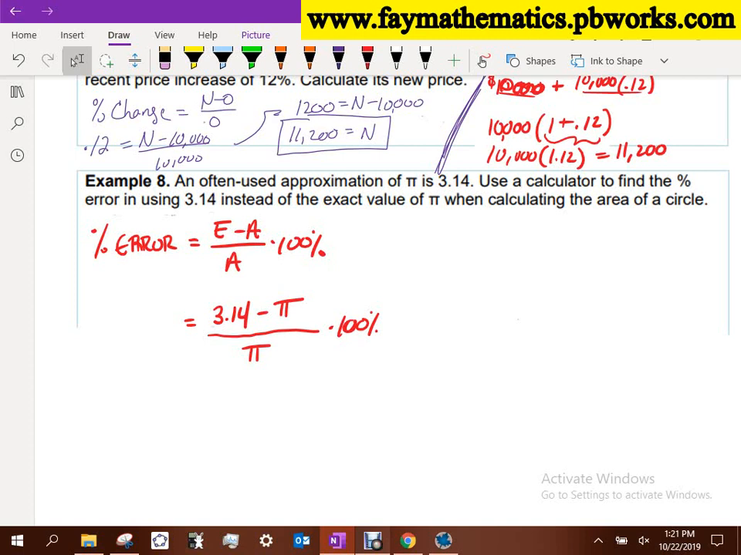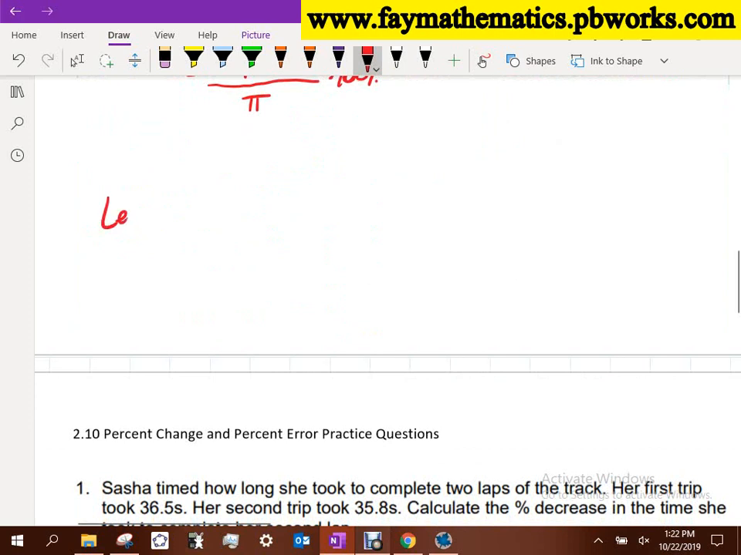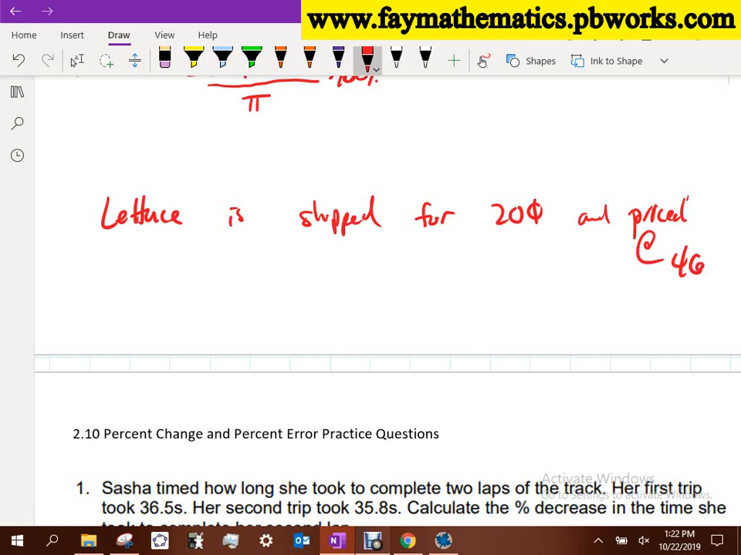Yes, Lindsay. Iceberg lettuce is grown and shipped to stores for about 20 cents a head. Consumers purchase it for 46 cents a head. Okay, so find the percent increase. So lettuce is shipped for 20 cents and then priced at 46 cents. That's what it says, right? Okay. They want to know what the percent increase is.